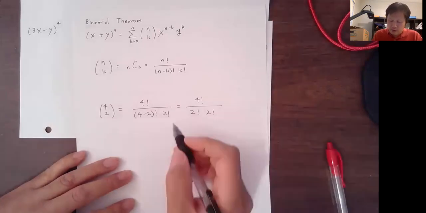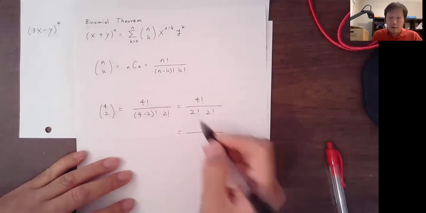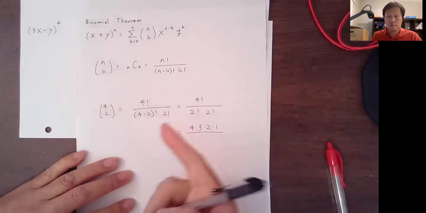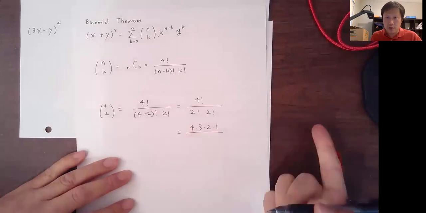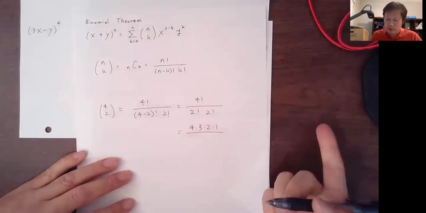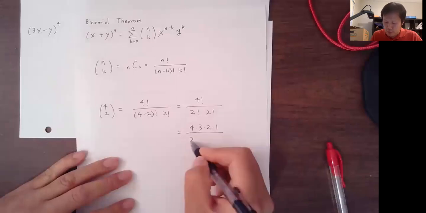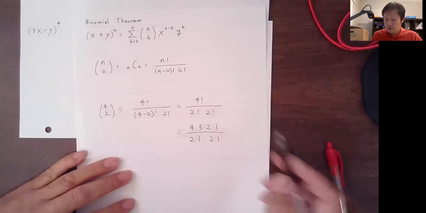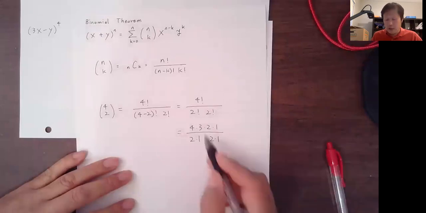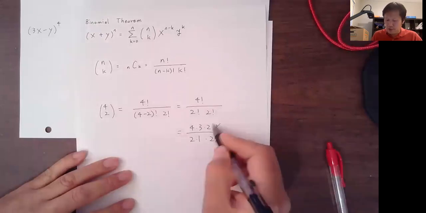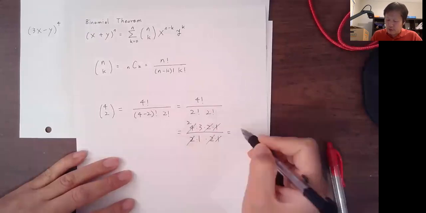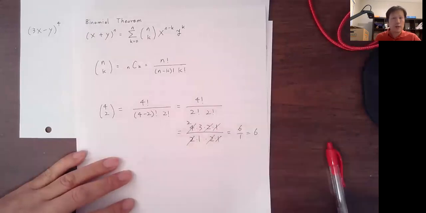You might say, what is a factorial? Factorial is 4 times 3 times 2 times 1. Just list the numbers all the way down to 1 in descending order and multiply all of them. 2 factorial means 2 times 1. So you get to just cancel between numerator and denominator. 2 and 2 cancel out. So you got 6 over 1, which is 6. That's how you calculate the combination.